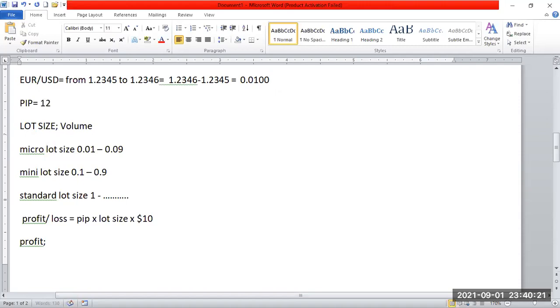I hope this is not confusing. Your pip would be 100. We have 5 minutes more, so let me just rush. So let's say you used a standard lot size now. Let's say you use a standard lot size of 50. So how would you calculate your profit now, profit or loss, but in this case we made a profit since it went in our direction. So our pip is what? 100. What's our lot size? Our lot size is 50.